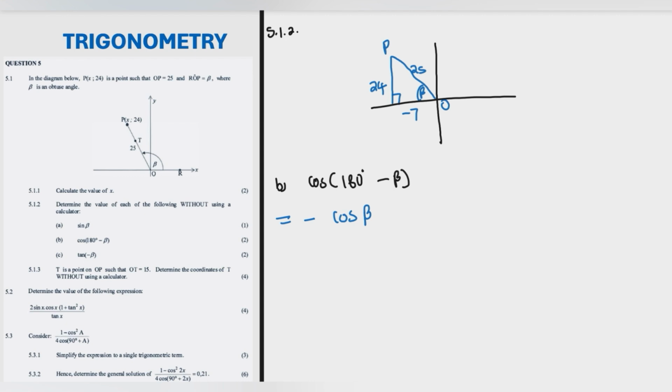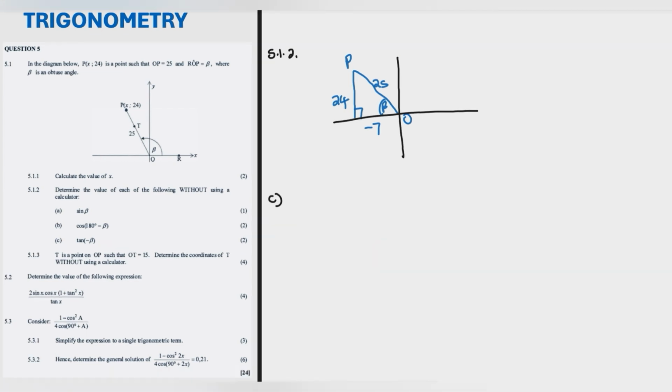All right, now continuing the question. Cos of beta, how do you define cos of beta? That is our beta angle there. Remember, cos is adjacent over hypotenuse. If that is our reference angle, our adjacent side is -7 and our hypotenuse is 25. So we come down to say our cos will be negative. Negative of negative 7 over 25 gives you positive 7 over 25. That's your final answer for B.